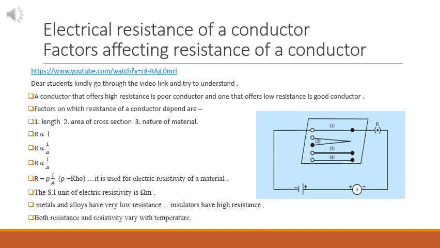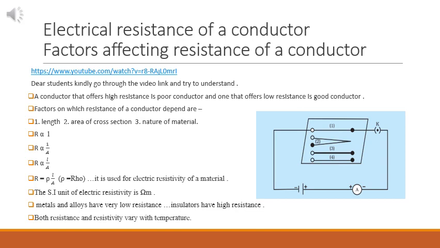you will notice that a conductor that offers high resistance is a poor conductor and one that offers low resistance is a good conductor. Now, the factors on which resistance of a conductor depends are: first, the length of the conductor, second, area of cross section, and third, nature of material. Since resistance depends on the length of the conductor, R is proportional to L. Resistance is inversely proportional to area of cross section. So R is inversely proportional to A.